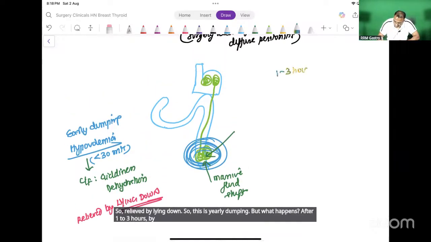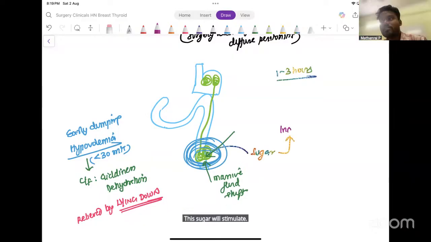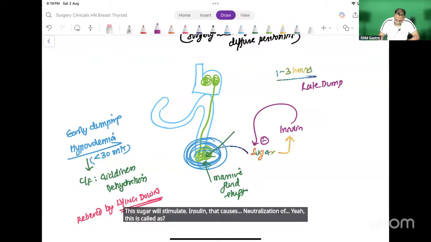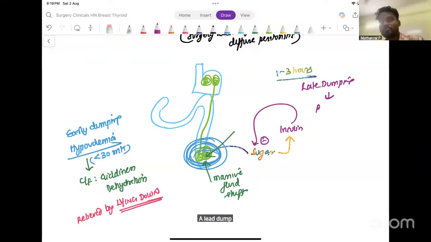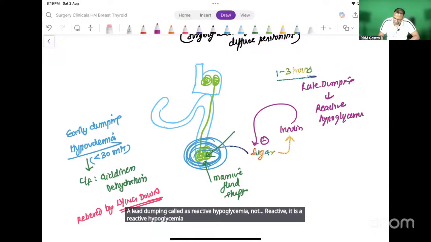By 1 to 3 hours, this barota will release sugar. This sugar will stimulate insulin release. Insulin causes postprandial reactive hypoglycemia. This is called late dumping, a reactive hypoglycemia which happens in 1 to 3 hours.